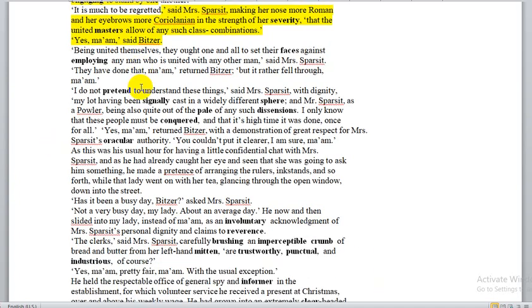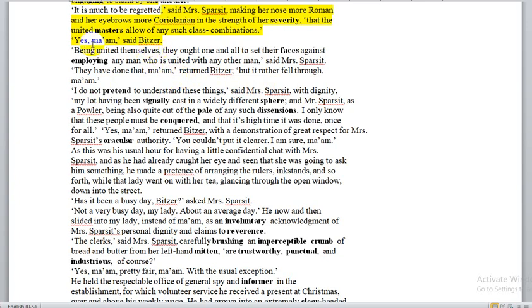"Being united themselves, they ought one and all to set their faces against employing any man who is united with any other," said Sparsit. "They have done that, but it rather fell through, ma'am."